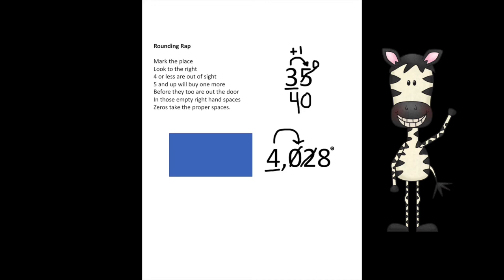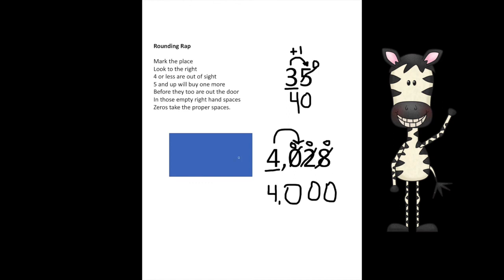So anything after the place value that you marked is crossed out. It's all out the door. In those empty right-hand spaces, zeros take the proper spaces. So our new number, we didn't have to add anything because the digit to the right was 4 or less. So our new number rounded to the nearest thousands place is, that was a weird 0, 4,000.